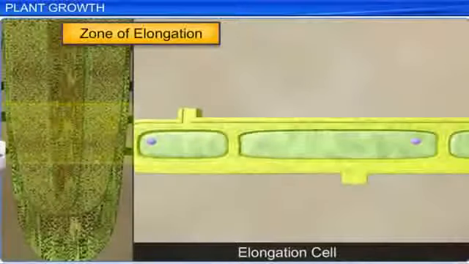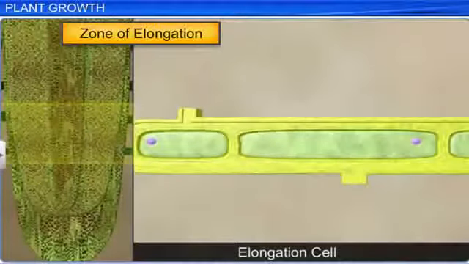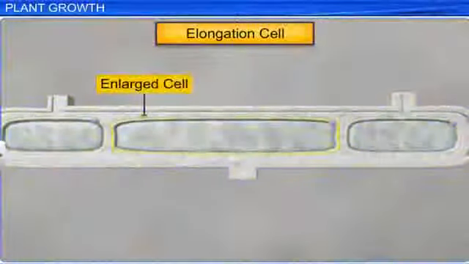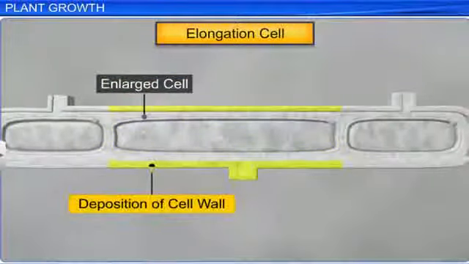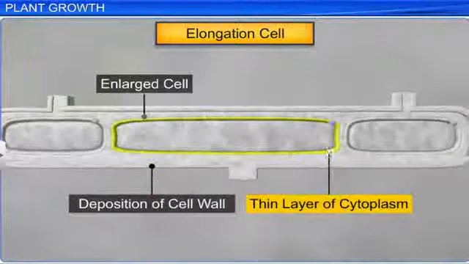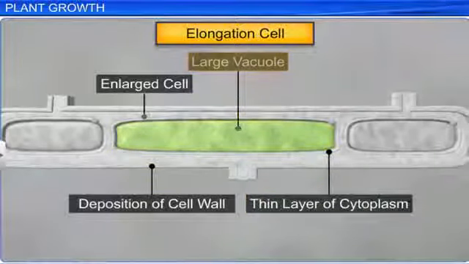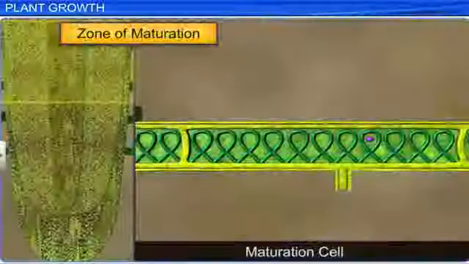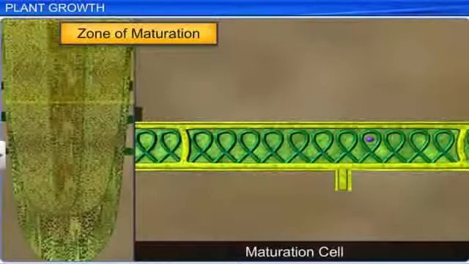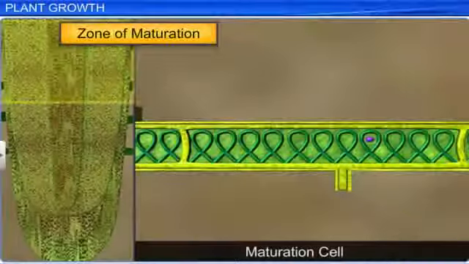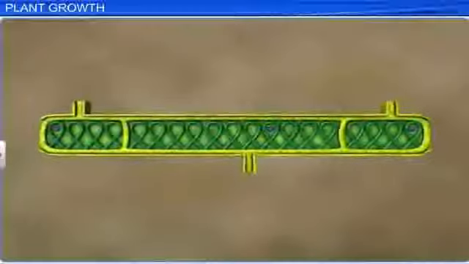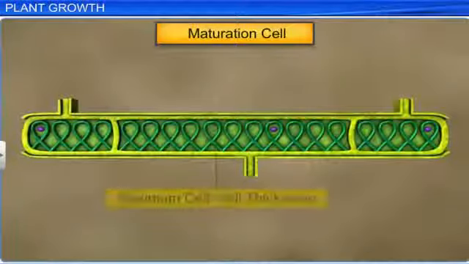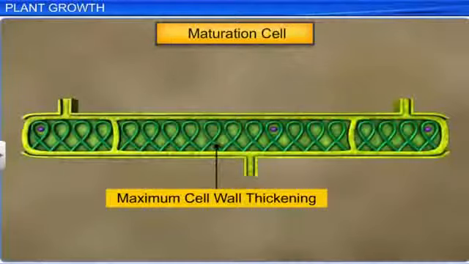The zone of elongation lies next to meristematic tissues. These cells are characterized by enlarged cells, deposition of a new cell wall, a thin cytoplasmic layer, a large vacuole, and a nucleus. Maturation growth is seen on the cells next to elongation tissues. These cells are characterized by mature cells that have reached maximum size in terms of cell wall thickening and protoplasm.